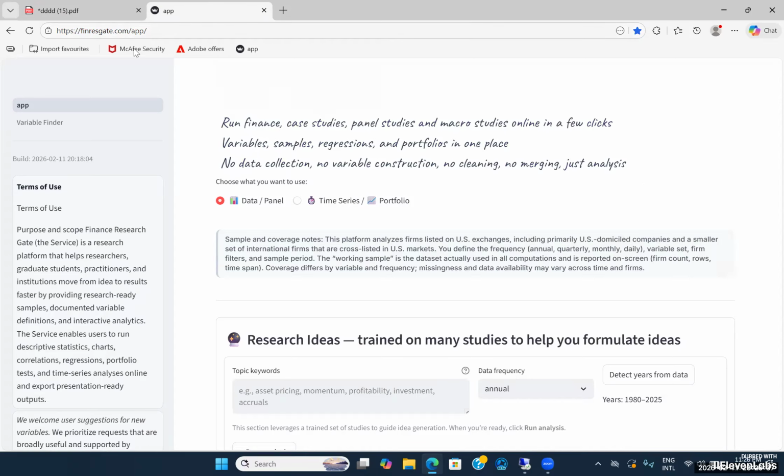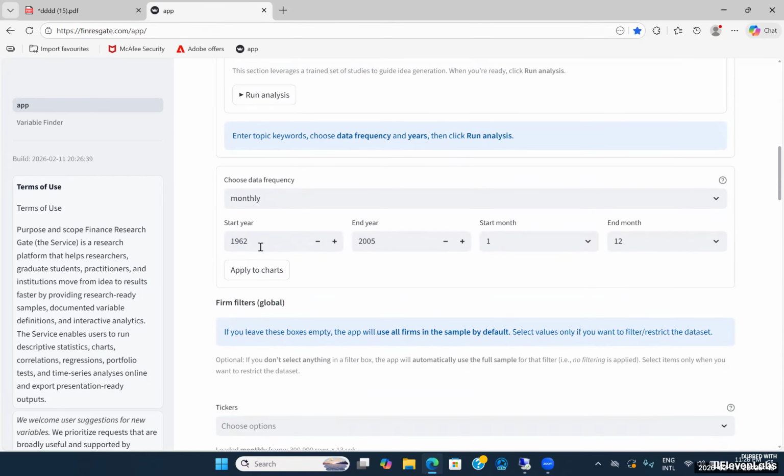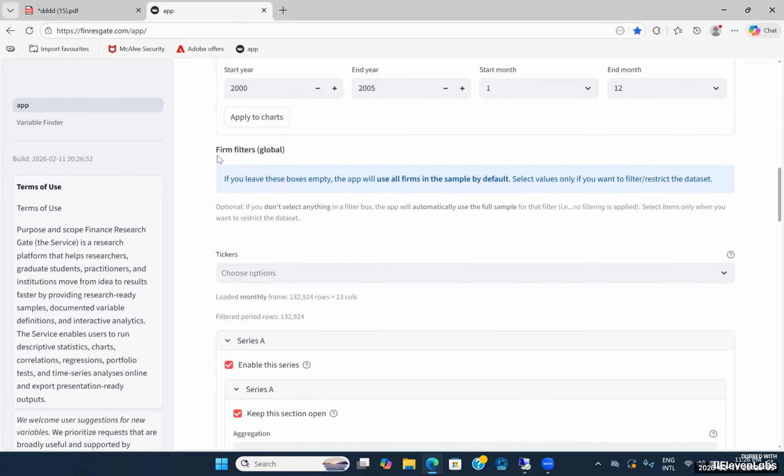First, we'll compare the various findings that are available and utilized within the Finance Research Gate website. For our analysis, I've decided to proceed with the time series approach primarily because this mode offers access to the dedicated portfolio section. Following that, we will set our data to a monthly frequency for consistency and clarity. Our starting point will be the year 2000 and we'll conclude our data range in 2005. Once those parameters are set, we'll simply click Apply to execute the changes.